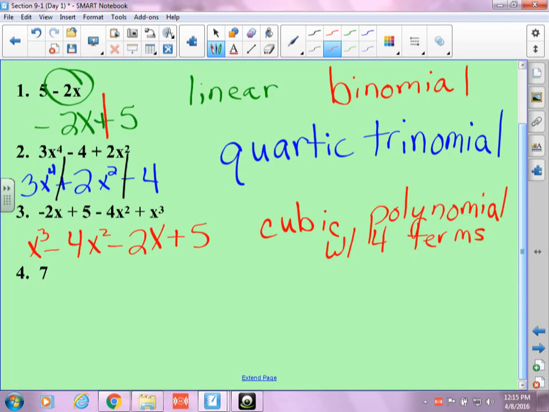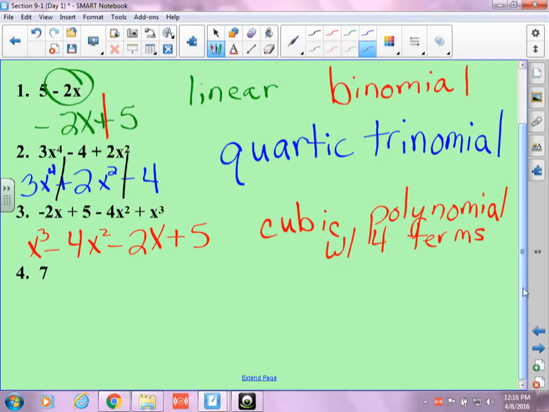Do you count like the 3x or the exponents? I only look at the exponent. It's x cubed. So I look at the highest exponent. Good question.